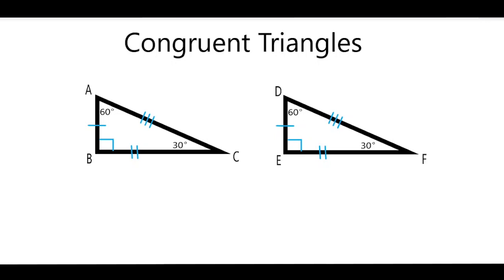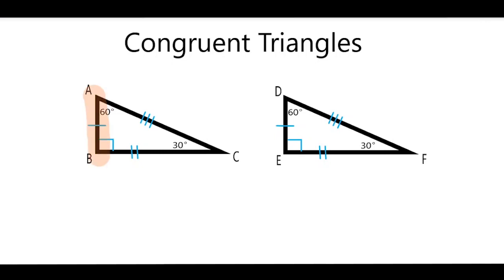So you'll see here that I have triangle ABC and triangle DEF. And these two triangles have three congruent angles. Each one has a 90-degree angle, each one has a 60-degree angle, and each one has a 30-degree angle. And you'll also notice from these blue hashes that it has three congruent sides.